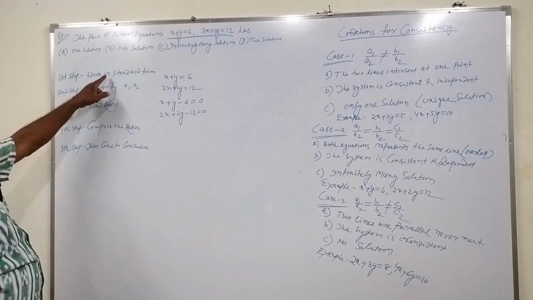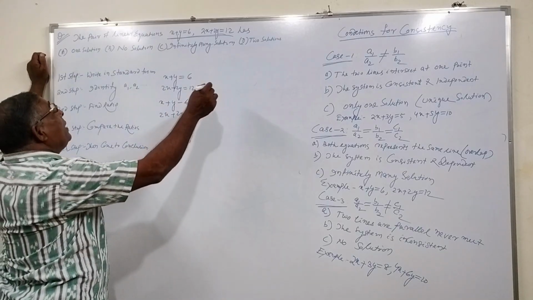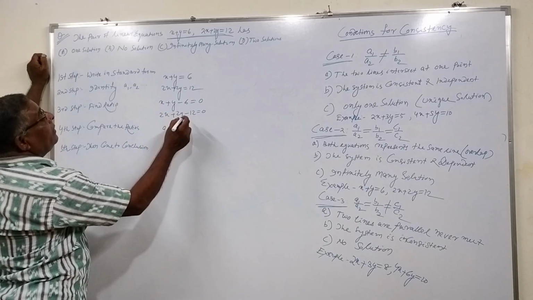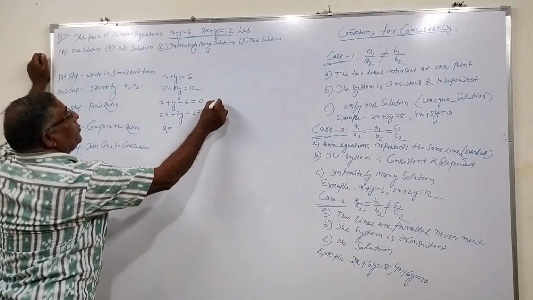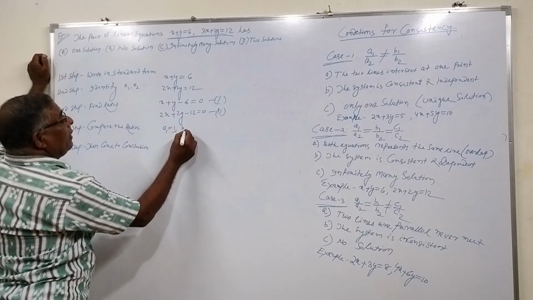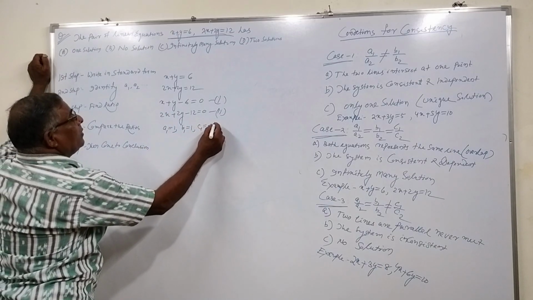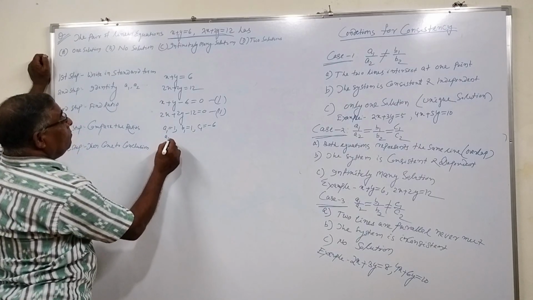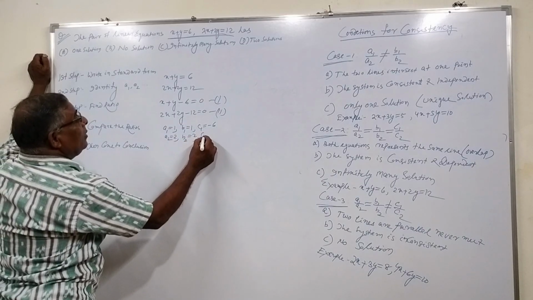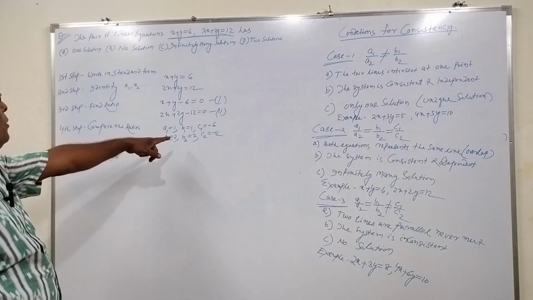Second step, identify the coefficients a1, b1, c1, a2, b2, c2. Here, a1 is 1, b1 is 1, the coefficient of y, c1 is minus 6, a2 is 2, b2 is 2, c2 is minus 12.